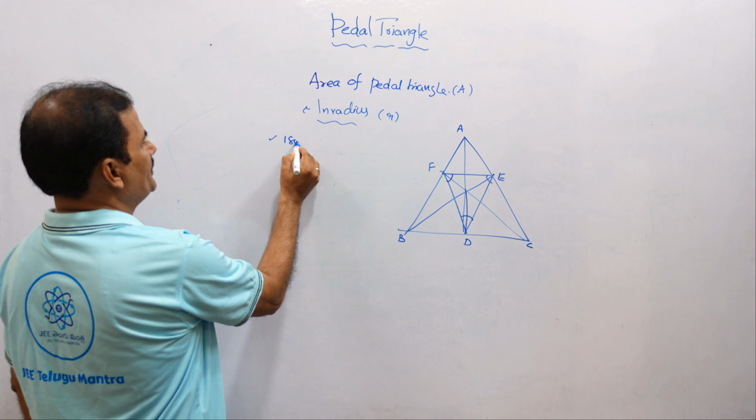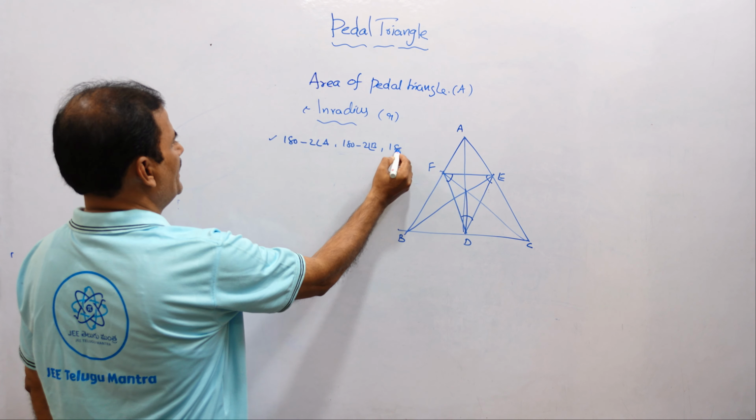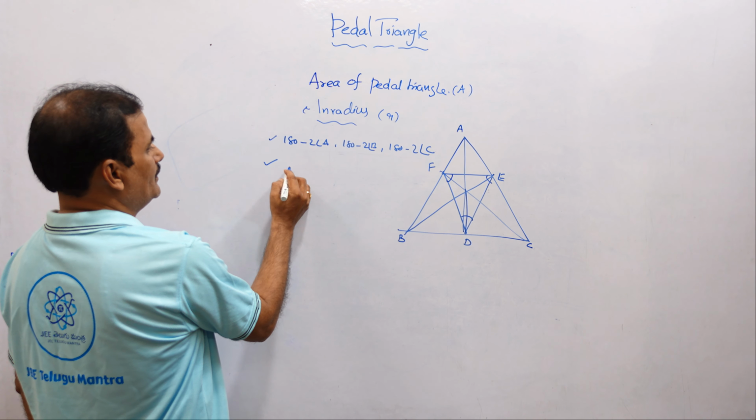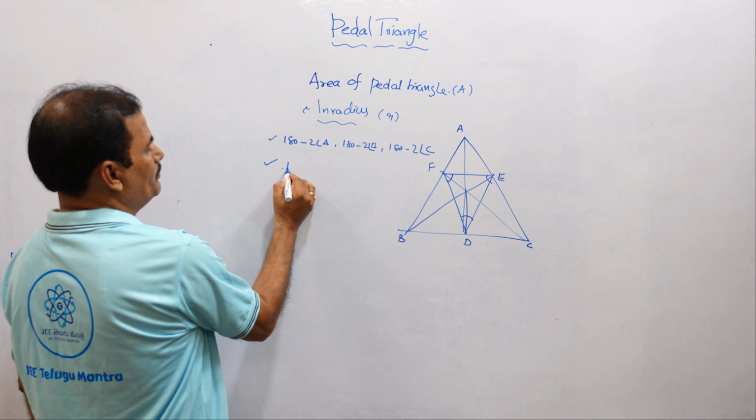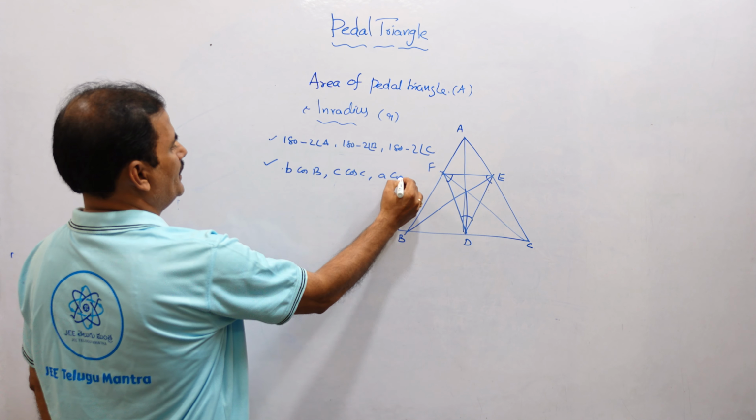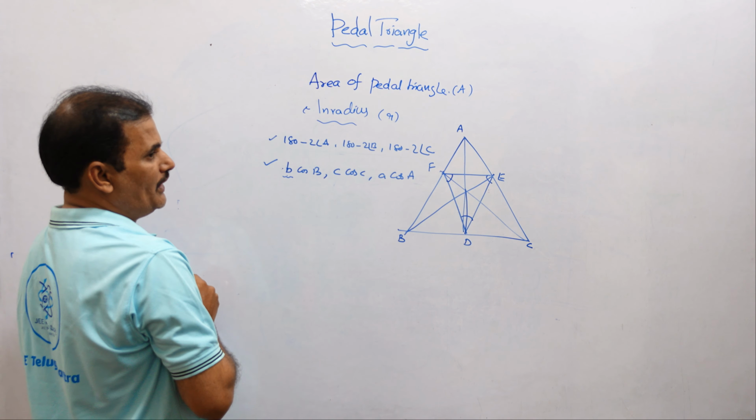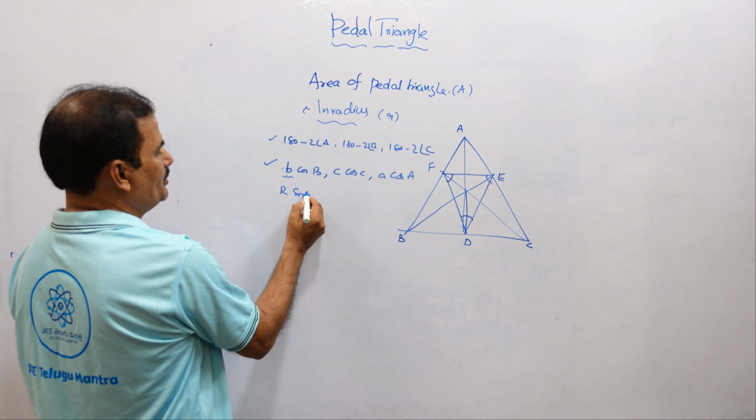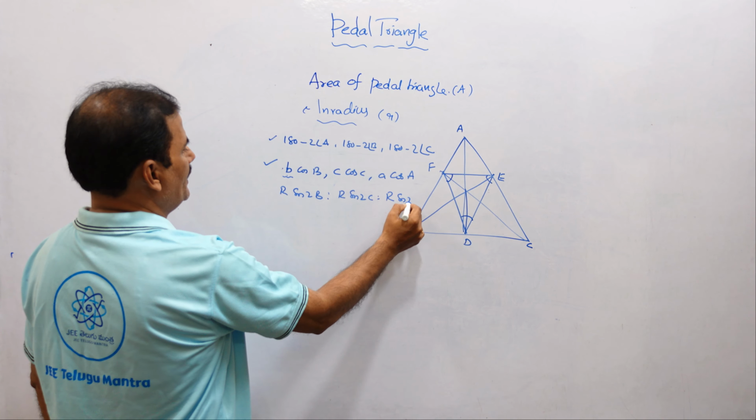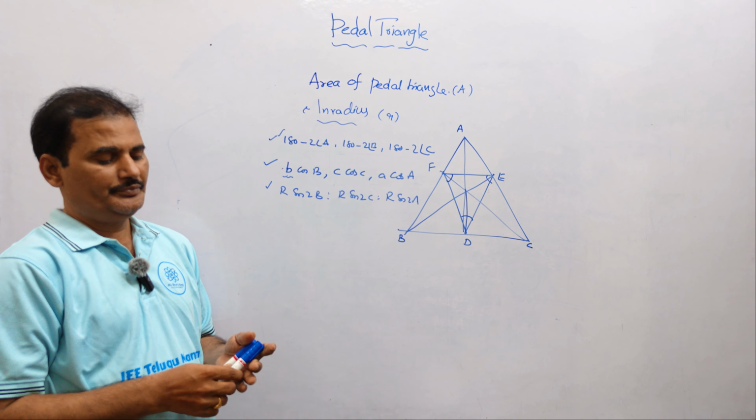We know the angles are 180 minus 2A, 180 minus 2B and 180 minus 2C, and the sides are a cos A, b cos B and c cos C. Here b can be written as 2R sin B. Therefore the sides are R sin 2B, R sin 2C, R sin 2A. By using these, we obtain the area of the pedal triangle.